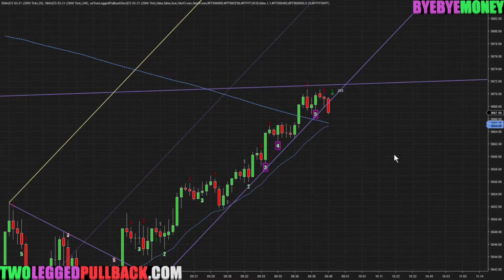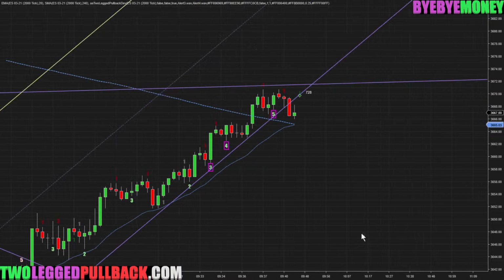All right. Let's see what we get here. Too close to resistance for me. Not going to go long here, but this is a two-legged pullback.